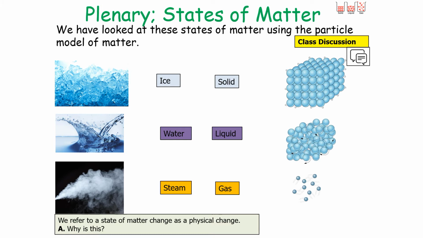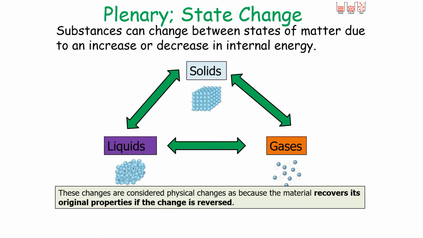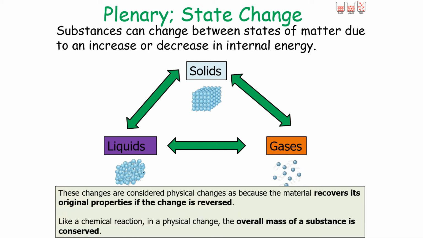Now, this is referred to as a physical change because the material will recover its original properties if the change is reversed. But like a chemical reaction, in a physical change, the overall mass of a substance is conserved.